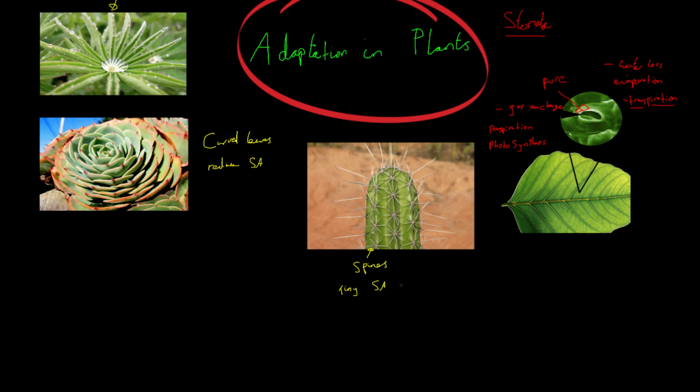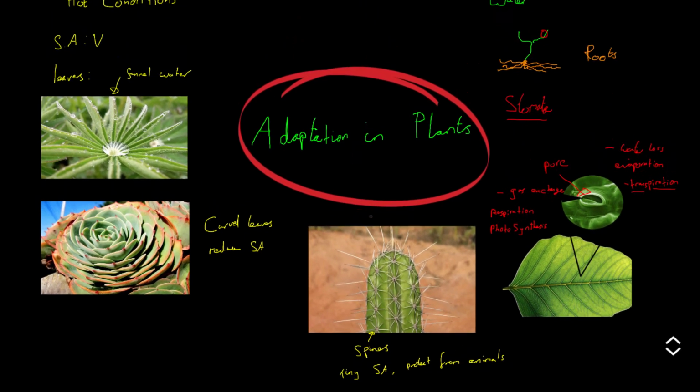And these also protect the cactus from animals, because animals will obviously be looking for whatever food they can find in the desert, and a cactus, which is storing some water, is obviously going to make a good meal. And so these spines stop the cactus being eaten and allow it to survive.